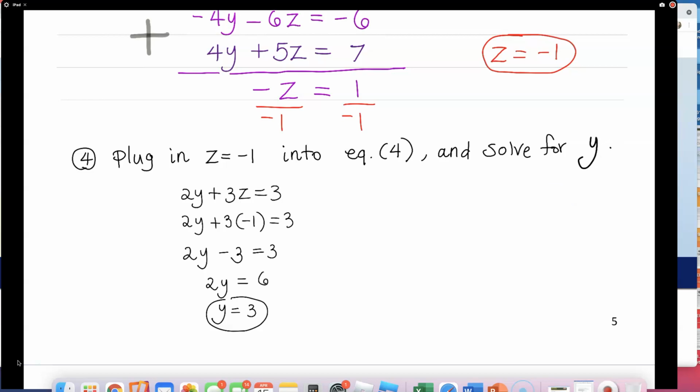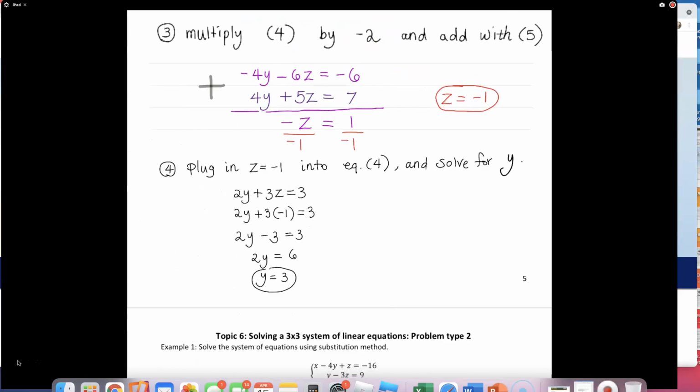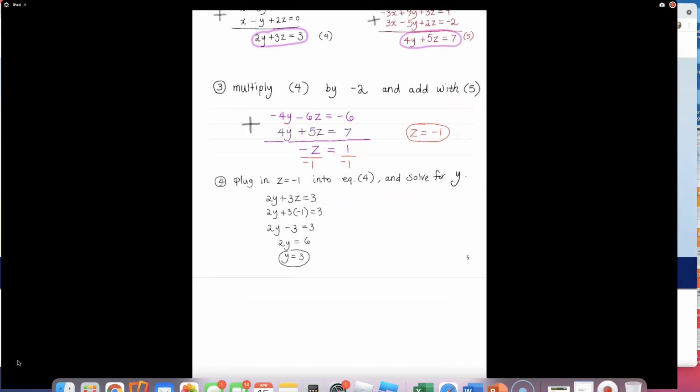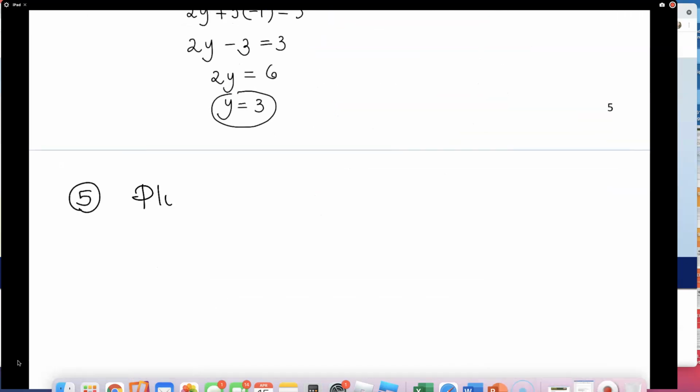We have y and z. I just need to find what x is, right? So how about I add another piece of paper over here? Give me 1 second. I just like to take my time on these problems. So last step, step number 5, we're going to plug in what we have. We're going to plug in y equals 3 and z equals, what was it, -1, I believe, into one of the equations that has x, y, and z.